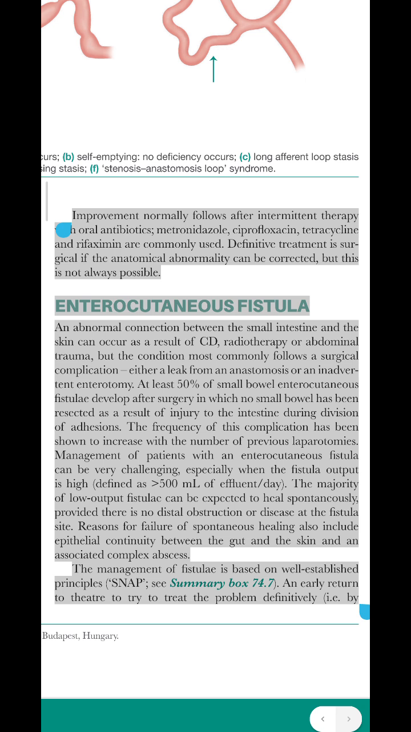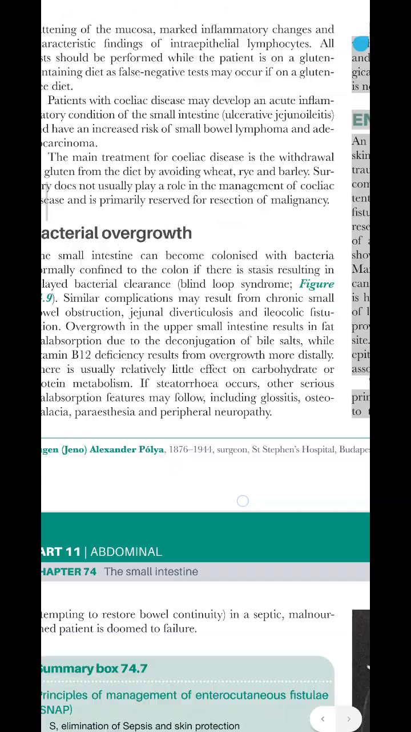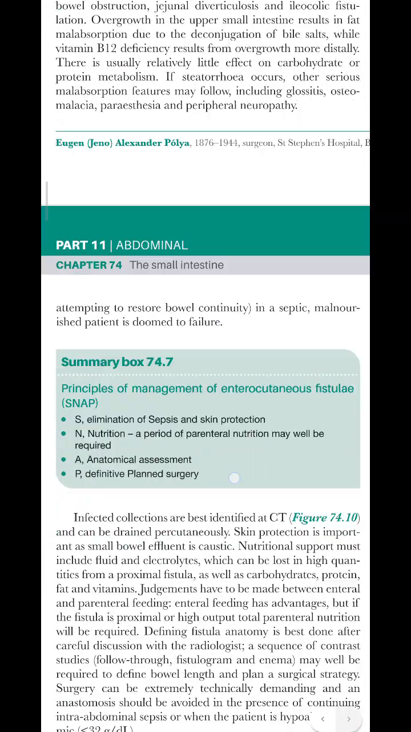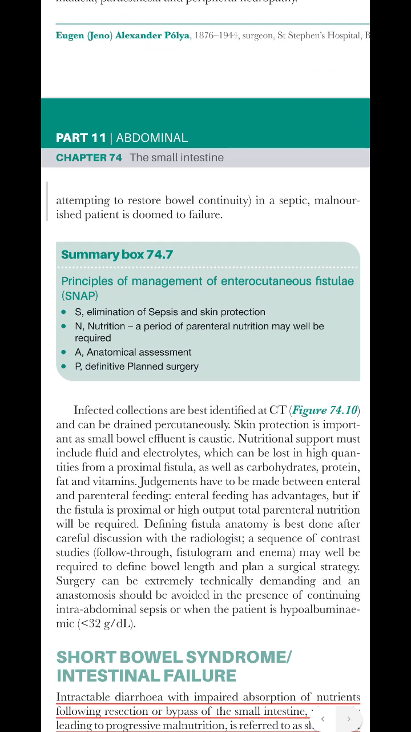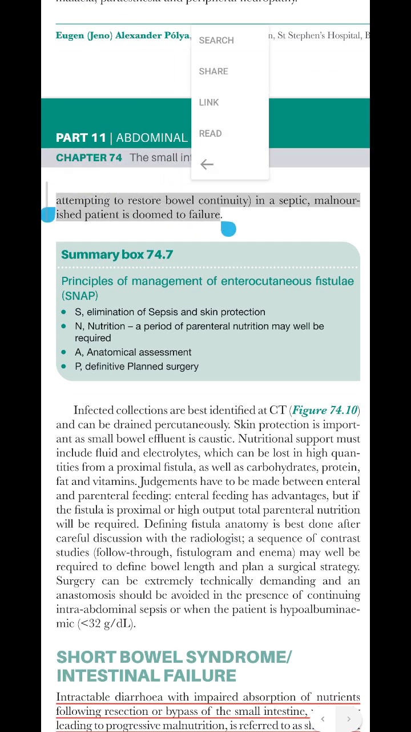An early return to theatre to try to treat the problem definitively, i.e. by attempting to restore bowel continuity, in a septic, malnourished patient is doomed to failure.